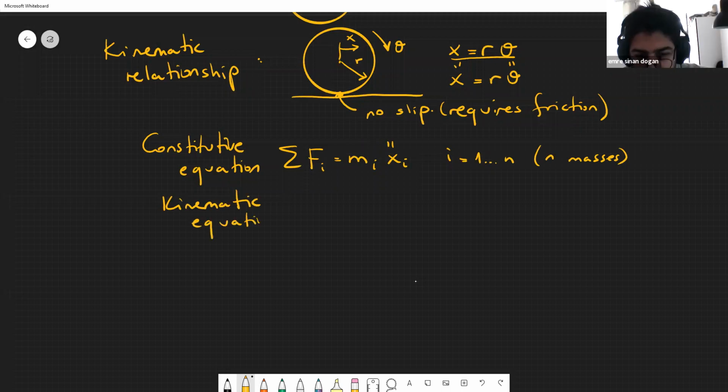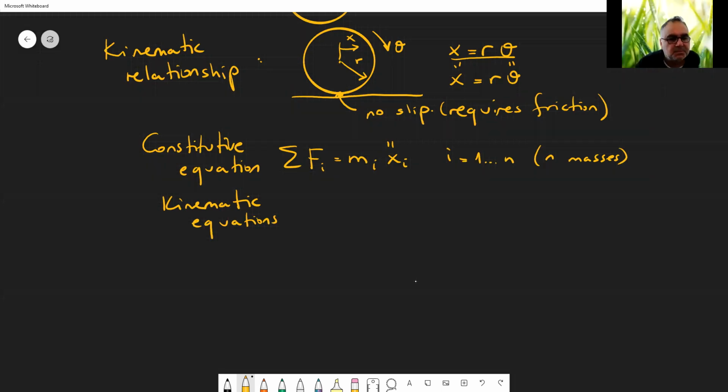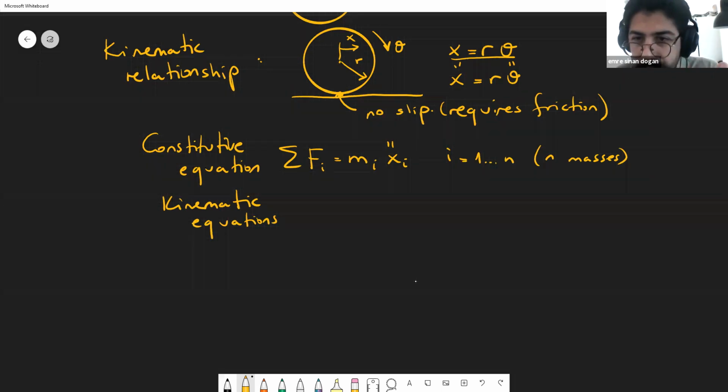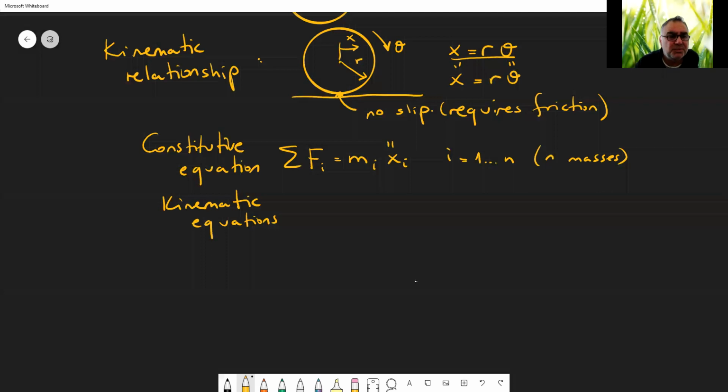Hocam, may I ask something? Yes. I'm sorry to disrupt you, but if there is slip, we just need to subtract from the x, right? Well, if there is slip, this condition is not valid. X equals r theta is not valid. And your system is going to be a 2 degree of freedom system.